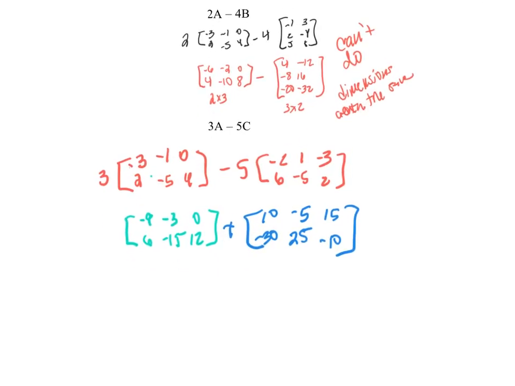And now we just have an addition problem. Since the matrix dimensions are the same, this is a 2 by 3. This is a 2 by 3. Since they're the same, we just combine the corresponding pieces.